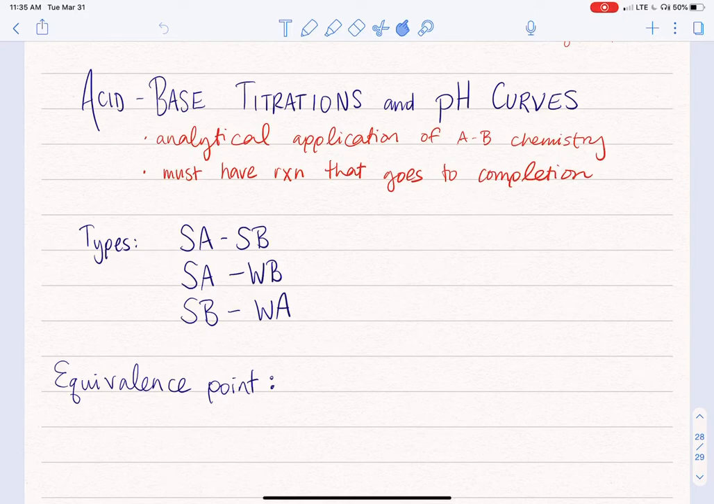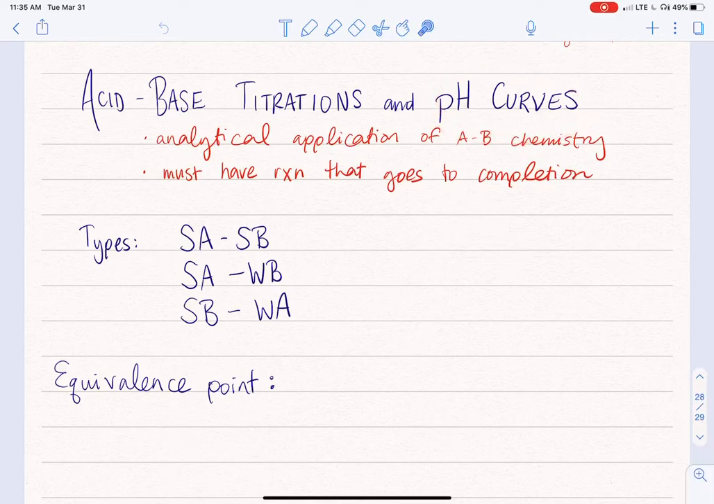Hello, this is a continuation of our study of acid-base equilibria in Chapter 14. Today we are going to talk about an analytical application of acid-base chemistry known as acid-base titrations. From acid-base titration data, we're also going to draw what's known as pH curves.